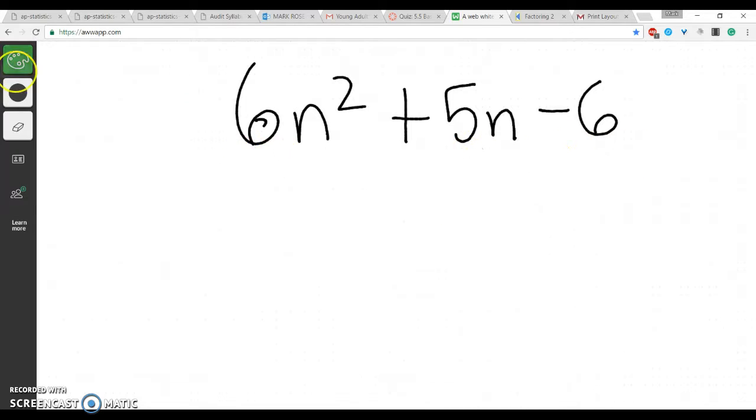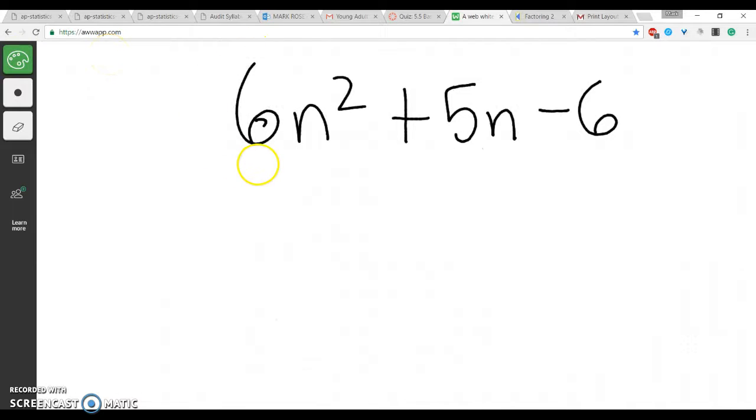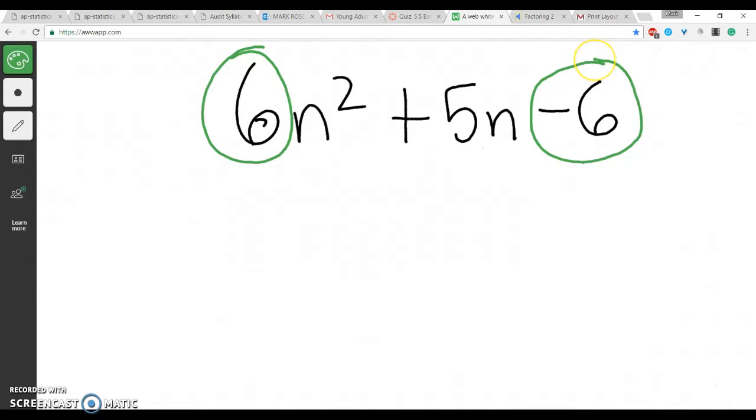So we're going to change this problem. It is a 3-nomial, but we'd like it to become a 4-nomial, so we'd like to get a 4th term. Here's how we're going to find the 4th term. We are going to take the first number. We're going to times it by the last number and see what we get. So when we do this, we get 6 times -6, which will give us a -36.